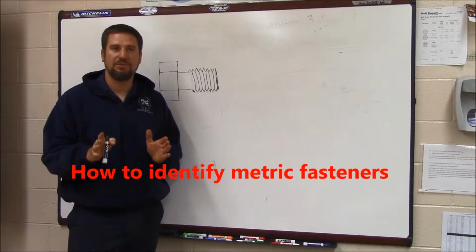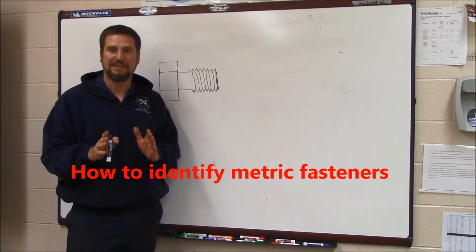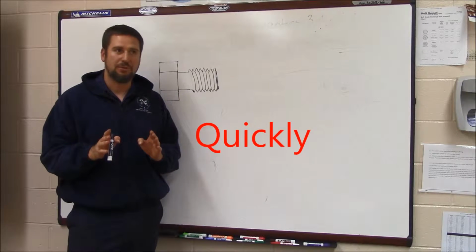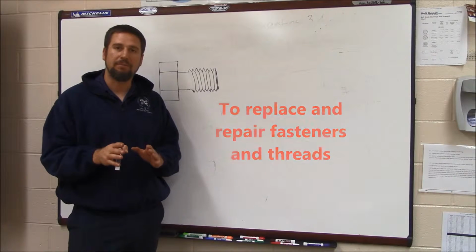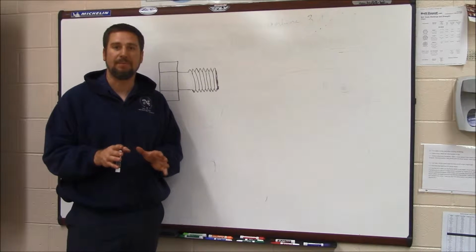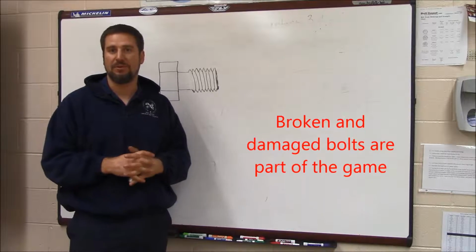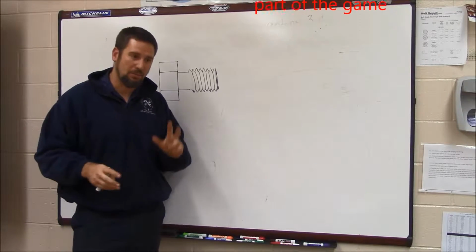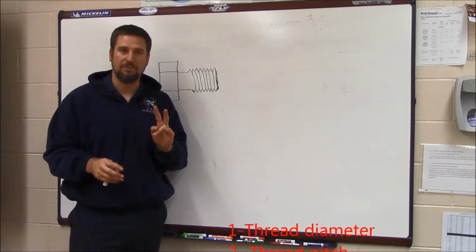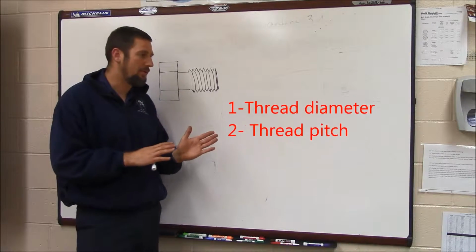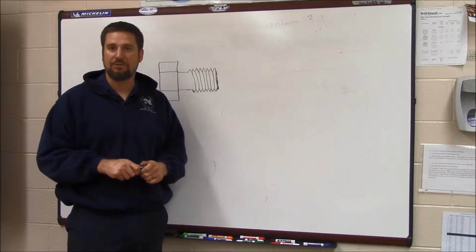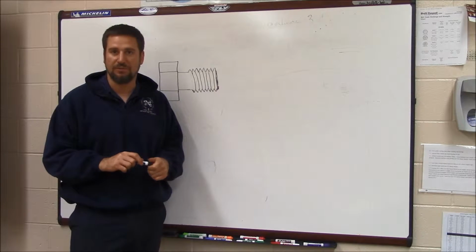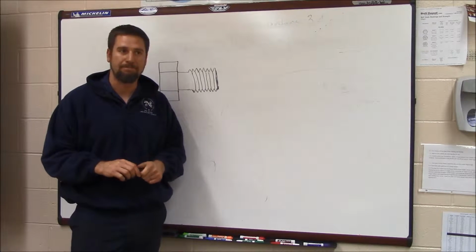I'm here to teach students how to identify bolts by size quickly so they can replace fasteners if they need to, and more likely repair fasteners if they're damaged, because we run into damaged fasteners all the time. And there are two numbers that we're concerned about. We're going to focus primarily on metric fasteners, and I'm going to go over how to do my metric fastener identification quiz for any students that did poorly on that.